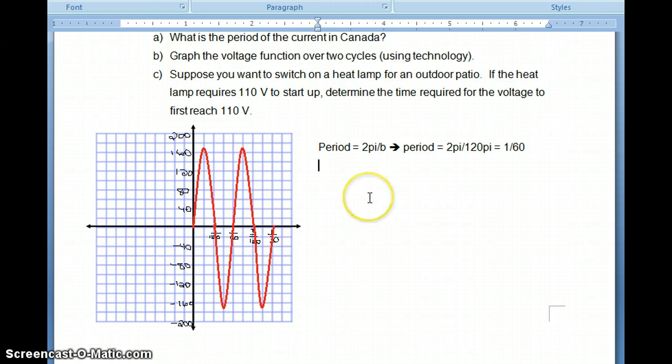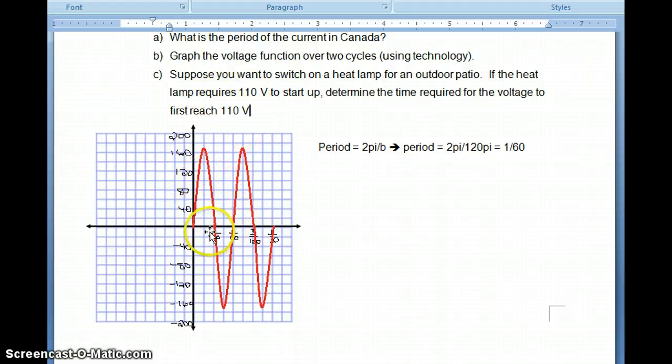Alright, so C says, suppose you want to switch on a heat lamp for an outdoor patio. If the heat lamp requires 110 volts to start up, determine the time required for the voltage to reach 110 volts. So there's some different options you can do. You can actually plug this into your equation, or we can look on our wonderful graph that we've made right here.